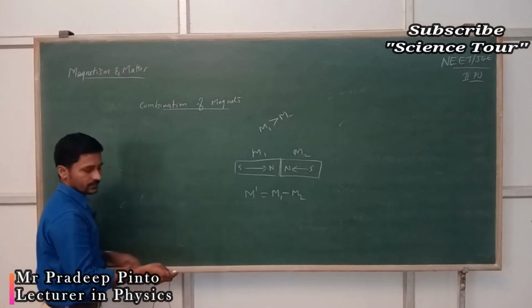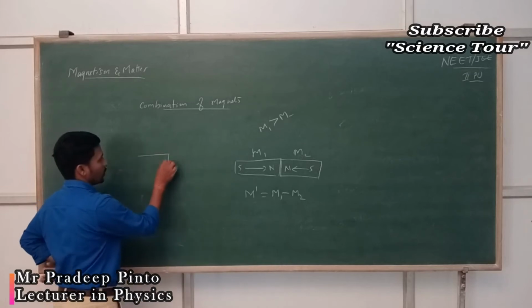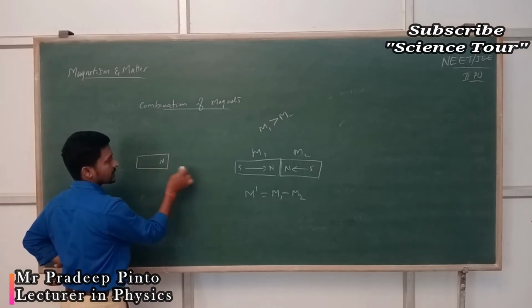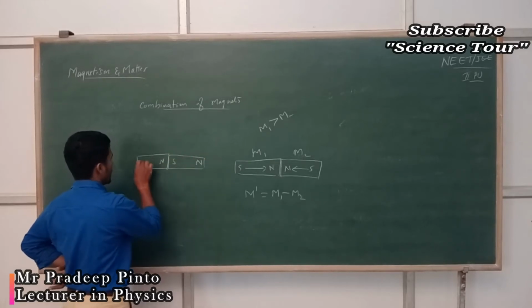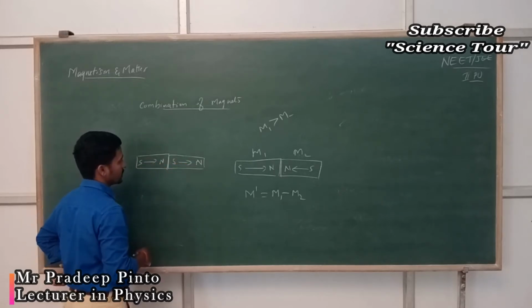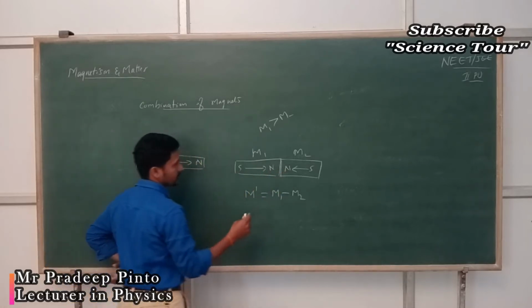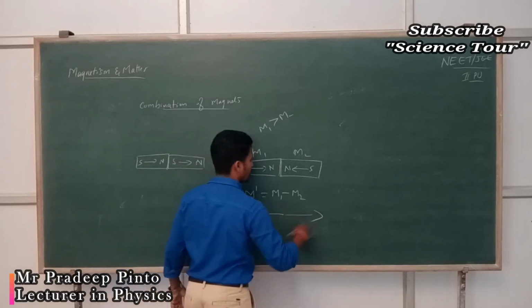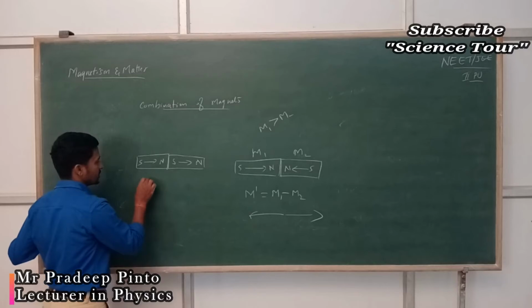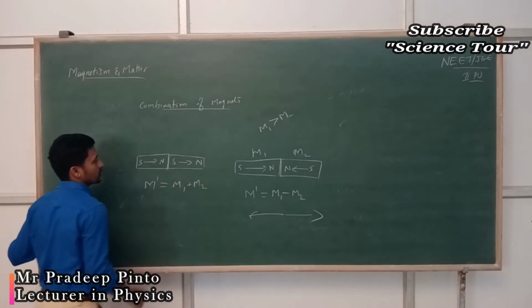Suppose the north pole is connected to the south pole of the other magnet, and this magnetic moment is in this way and that magnetic moment is in the same direction. Earlier, there must be repelling opposite forces, this in this way and this in the opposite way, but here both are in the same direction. So the magnetic moment will be m1 plus m2.